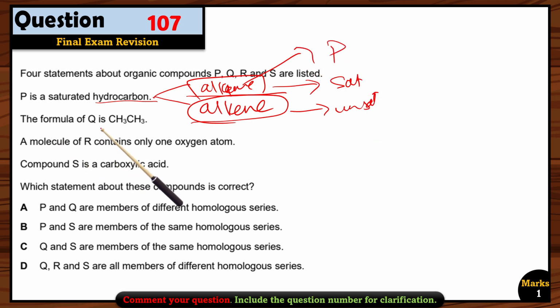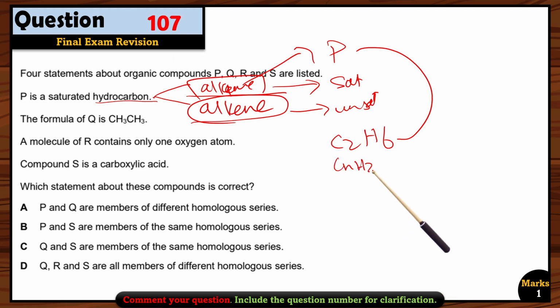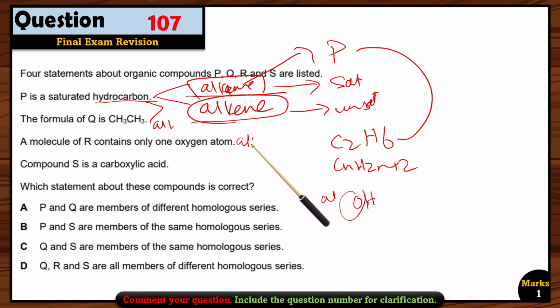The formula for Q is CH3CH3. It is C2H6. It means it is also an alkane, because the general formula for alkane is CnH2n+2. So these two are alkanes. Now let's see, a molecule of R contains only 1 oxygen atom. It means it belongs to the alcohol group, because alcohol has OH as a functional group. So it is an alcohol, and S is a carboxylic acid. It is another homologous series, right?